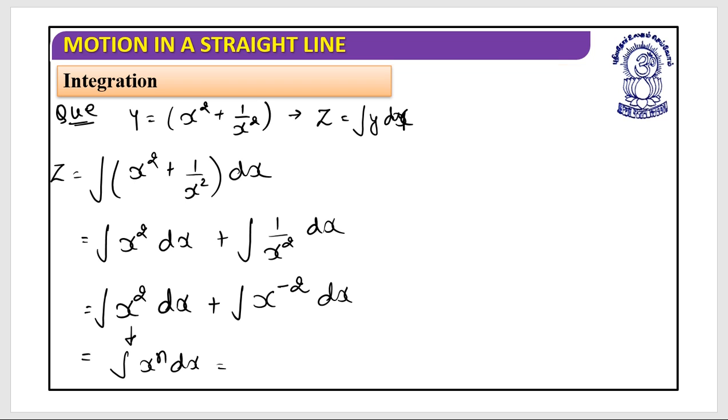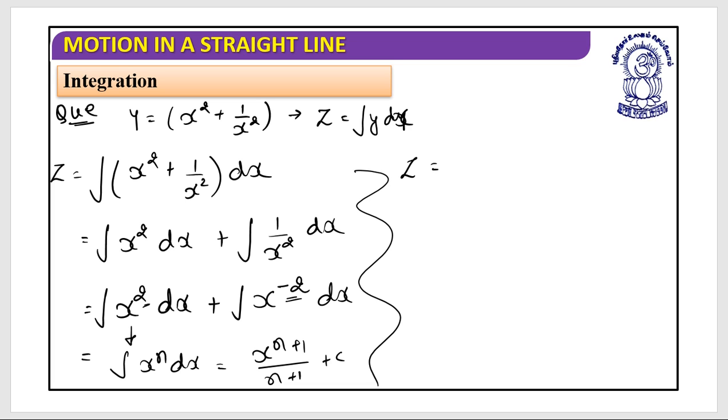Let's write it up here. The integration of x to the power n dx is equal to x to the power n plus 1 divided by n plus 1, plus c. So if I compare this relation with the standard formula, in this case n is equal to 2, and in this case n is equal to minus 2. So let's put in the values.